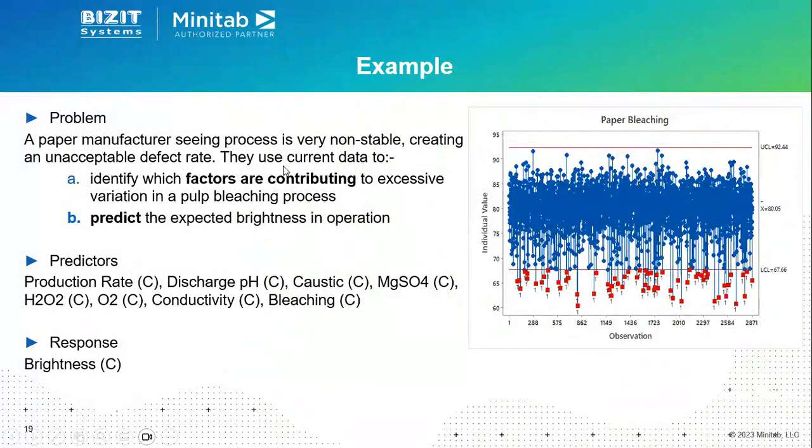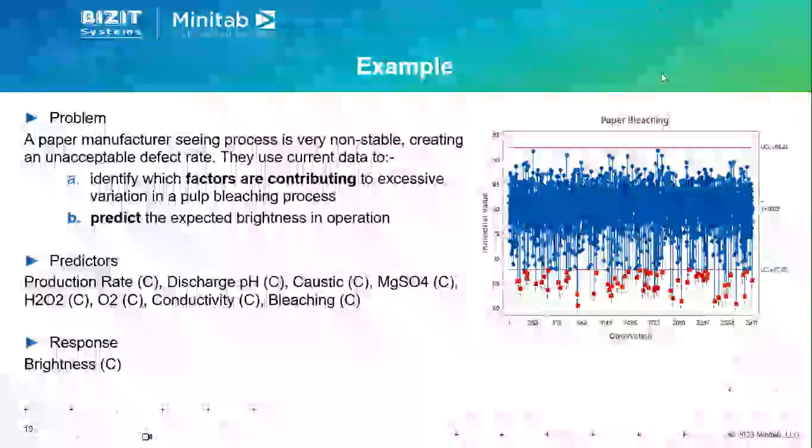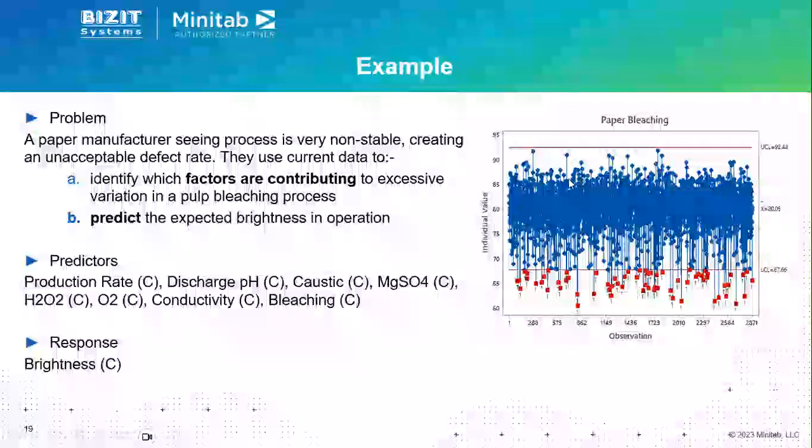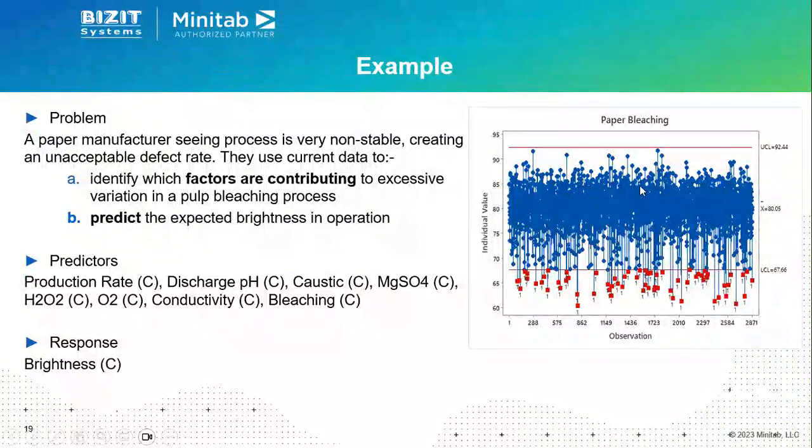So this case study is actually a paper manufacturer seeing the process is very non-stable. They provide the contour chart and they are creating unacceptable defect rates. So they use the current data to identify which factors contribute to this variation in the bleaching process. And then from there, they want to do prediction, the expected brightness in the operation.